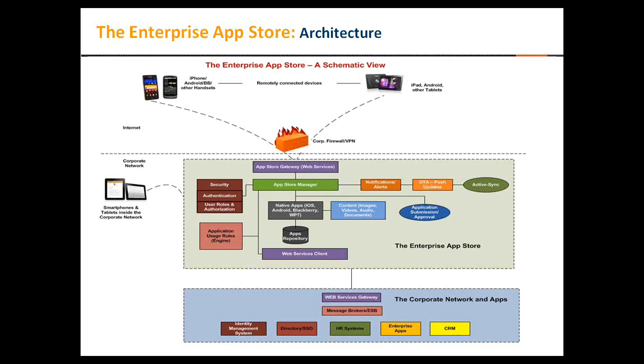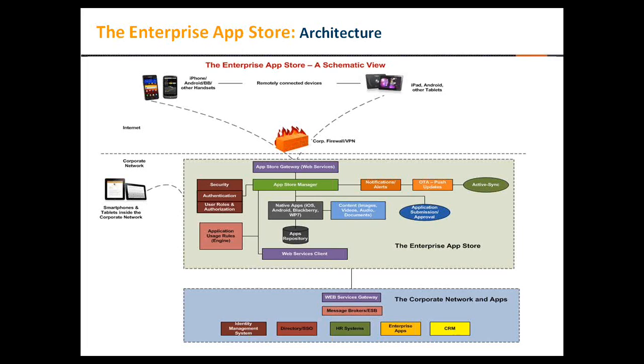Then basically, you have a set of native applications on iOS, Android, Windows 7, BlackBerry, and others. And you can have content like images, videos, audio, and documents that you want to serve over the App Store. Then there should be a process for application submission and approval. Someone should be able to submit an application, and there would be approvers in the system who will get notified, and there could be a workflow for approval there.